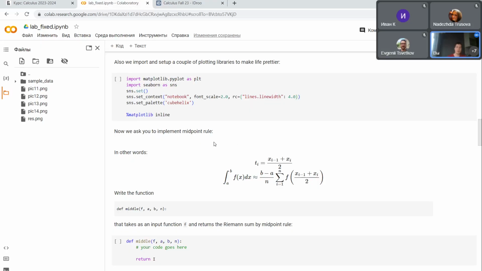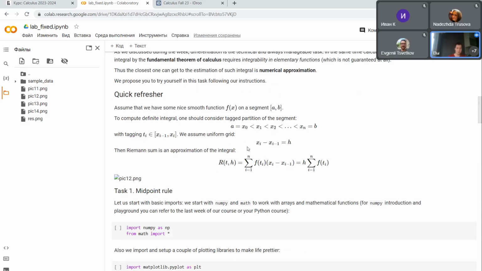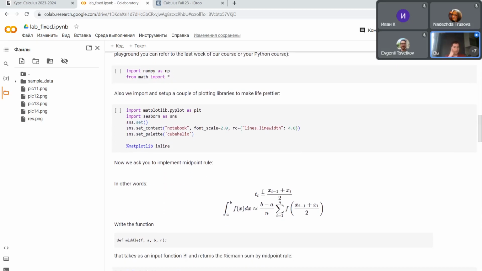So here you can find an appropriate corresponding formula. We can say that in this setting, using these values, t points are such points that we compute the value of the function at them. So the first idea is to take t_i as x_{i-1} plus x_i, their mean. We can take their mean.